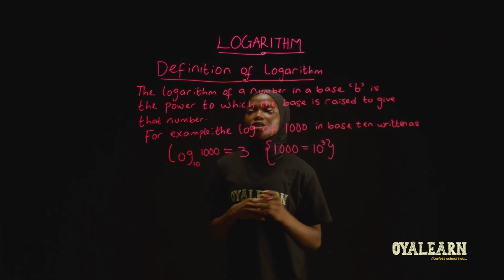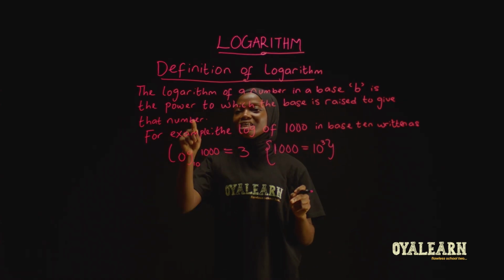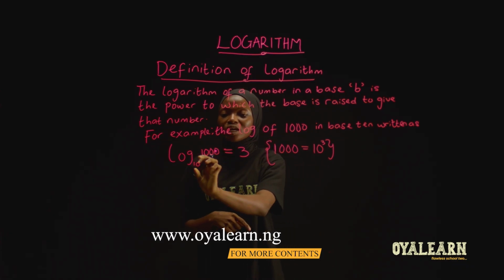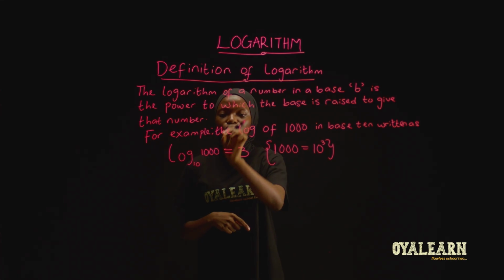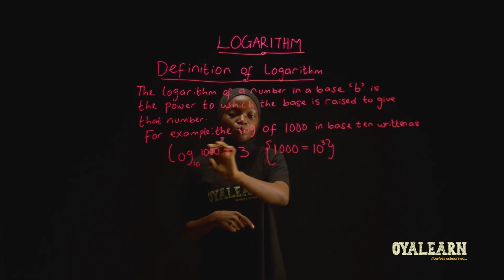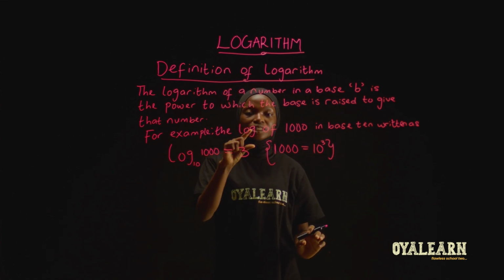And just like we said from the definition, the logarithm of a number in a base b is the power to which the base is raised to give back this number. So 10 raised to the power what will give us 1000? We have 10 raised to the power 3. So that's why the logarithm to base 10 of 1000 is 3.